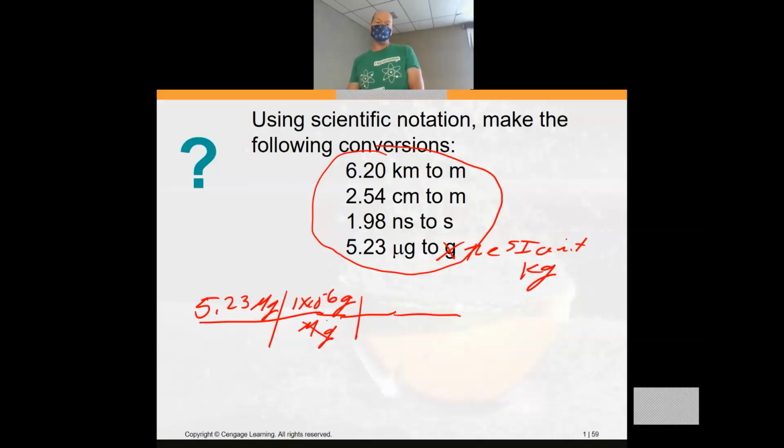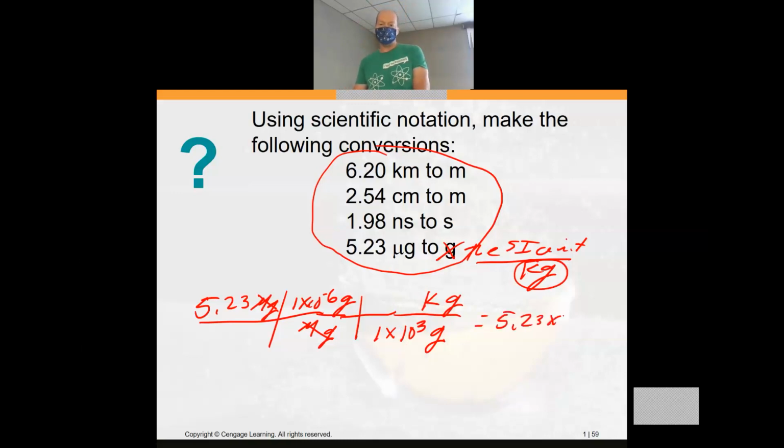The answer was not go to grams. The answer was to go to the SI unit, which is not grams. It is kilograms. So we have to get rid of grams and we have to give kilograms. Again, you have to go to the chart and say that k is 10 to the third. And so I always write it. You can multiply anything you want by 1. I always put a 1 times 10 to the third. And so now when you push the buttons on your calculator, you get 5.23 times 10 to the minus 9 kilograms.